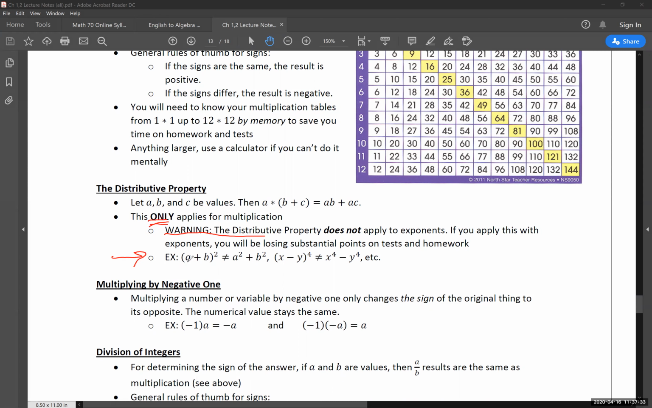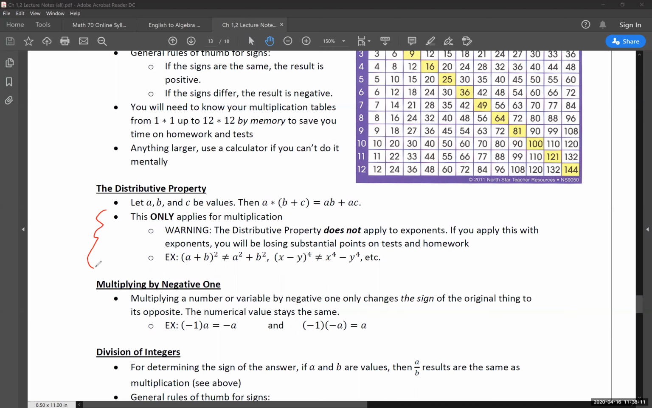Well, if I have the quantity A plus B, all raised to the second power, we do not distribute exponents in any way, shape, or form. So this 2 up here is not going to go through like we have with our result here. If I have x minus 4 all inside of parentheses raised to the 4th power, this exponent does not distribute through to each of these like we have written out here. The distributive property only applies for multiplication. It does not apply to exponents in any way, shape, or form.